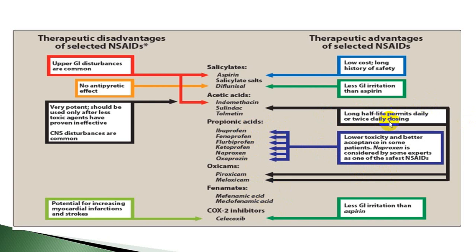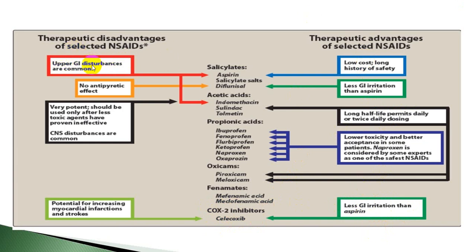Piroxicam has also got a long half-life, so can be given OD. And less GI irritation than aspirin, that is COX-2 inhibitors, so they have an additional advantage. So these are the advantages of different groups. What are the advantages?